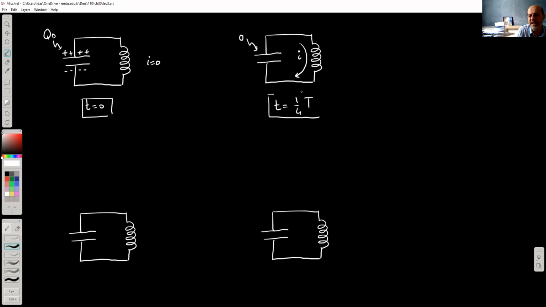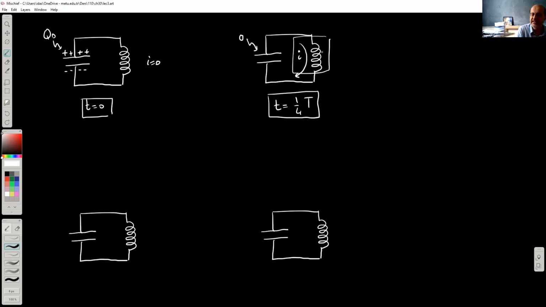Okay, so from the energy point of view, all of the energy was on the capacitor and none on the inductor. Because of that process, the energy is transferred continuously to the inductor. So we come to a point where the capacitor is completely empty and the inductor now has all the energy.